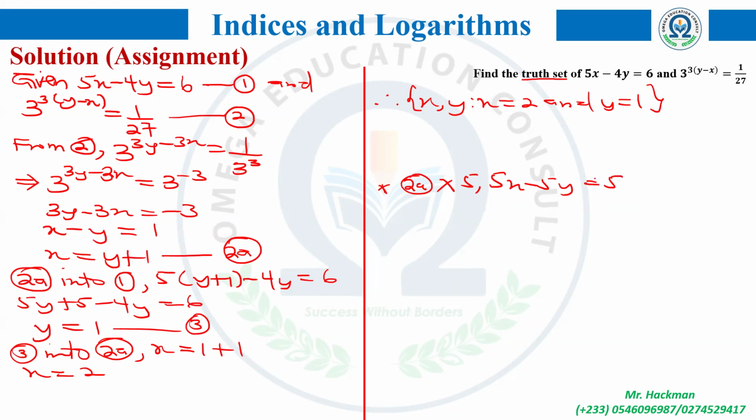Then this one will be your 2b. Don't forget your 2b. So you come and solve 2b and 1 simultaneously. They have the same coefficient, so you have to subtract to eliminate. Let me see which one will give me positive. So I will do equation 1 minus equation 2. I hope you are following. Yes. Okay, comma. And now we are done. This is the ideal method anyway.